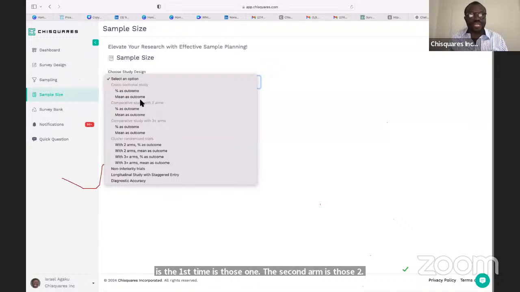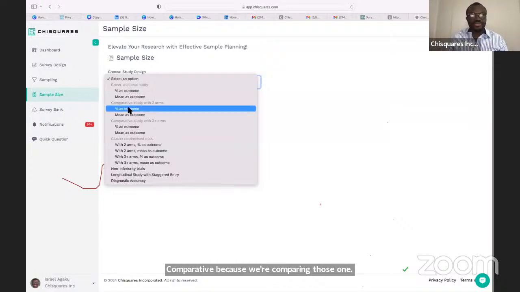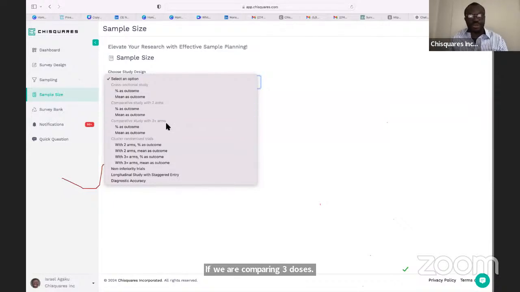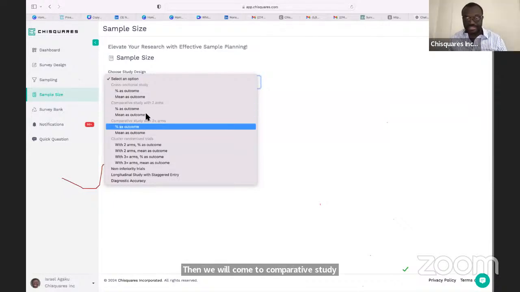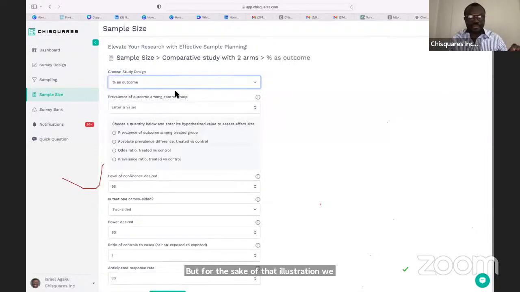So in that case, we're looking at a comparative study. Comparative because we're comparing dose 1 against dose 2. So we'll select comparative study with 2 arms. Why 2 arms? Because there are only two groups in the study, dose 1 and dose 2. If we're comparing 3 doses, dose 1, dose 2, and dose 3, then we will come to comparative study with 3 or more arms. But for the sake of that illustration, we had this one.